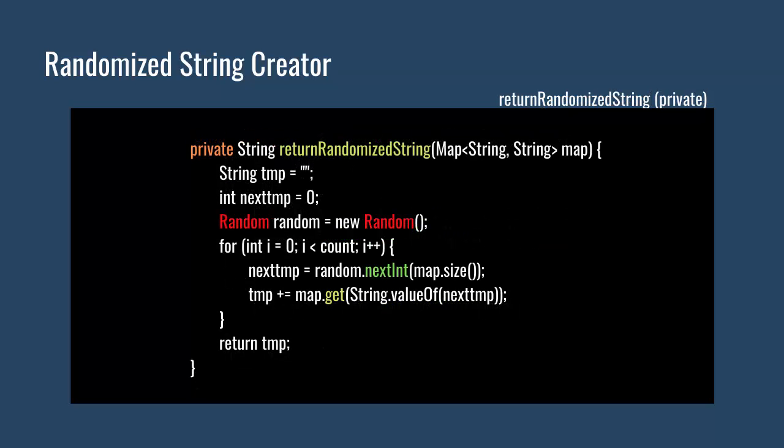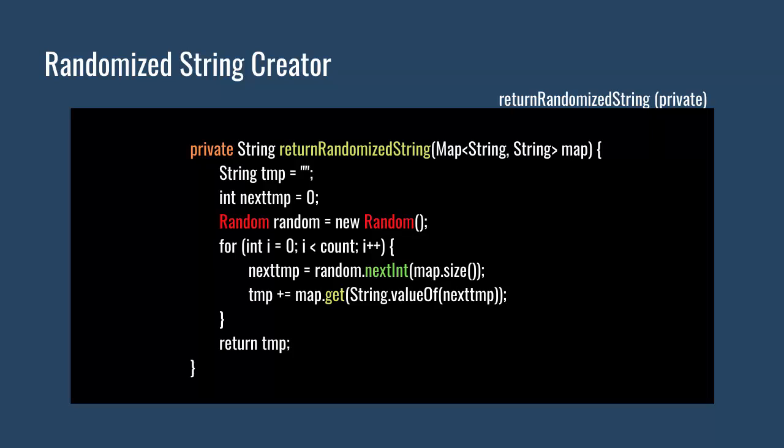In the return randomized string method, we utilize the random class. The temp variable means to receive a character one by one inside the for statement. The next temp variable is to get a randomized number less than the map size. The for statement process is repeated 8 times. The number 8 is the value of the class count variable. If we put all lowercase characters into the map, its size is 26.